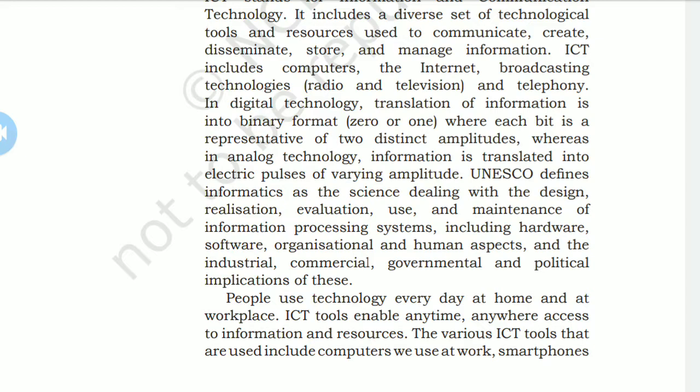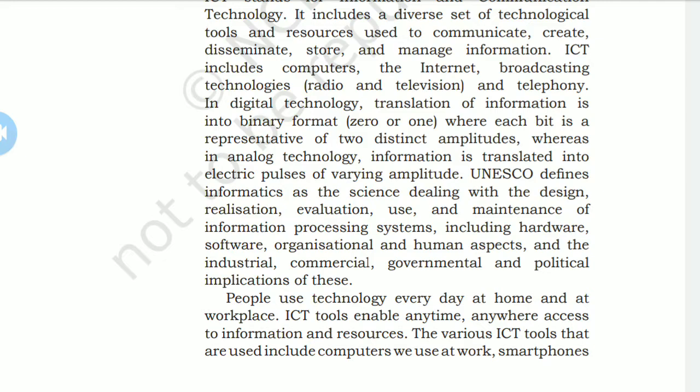UNESCO defines informatics as the science dealing with the design, realization, evaluation, use and maintenance of information processing systems, which includes the hardware, software, organizational and human aspects, and the industrial, commercial, governmental and political implications of these. People use technology every day at home and at workplace.